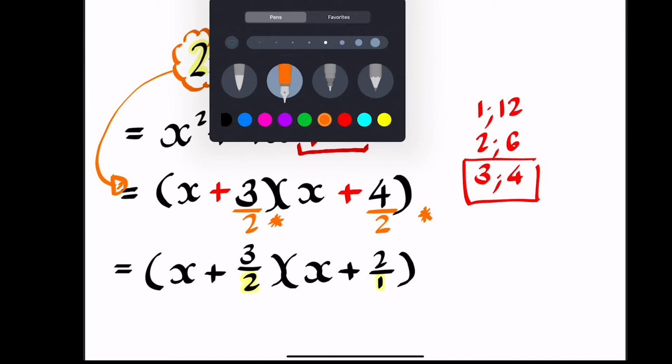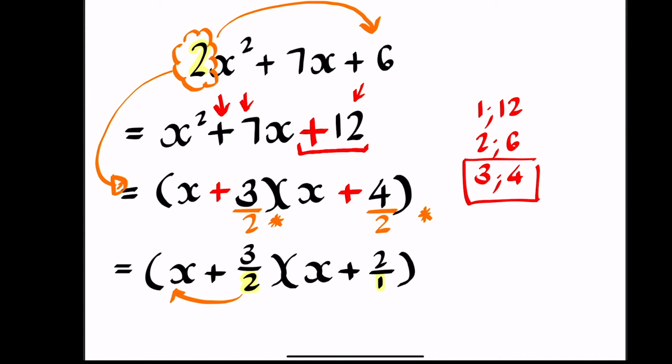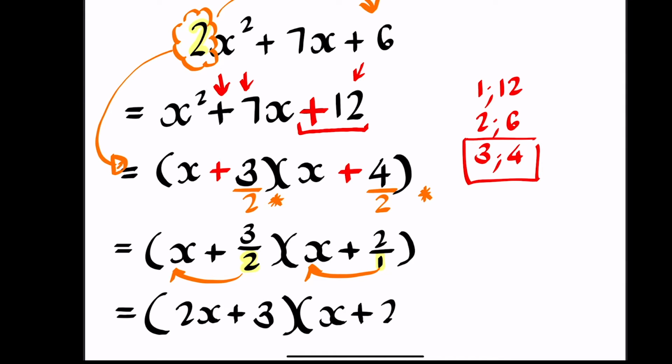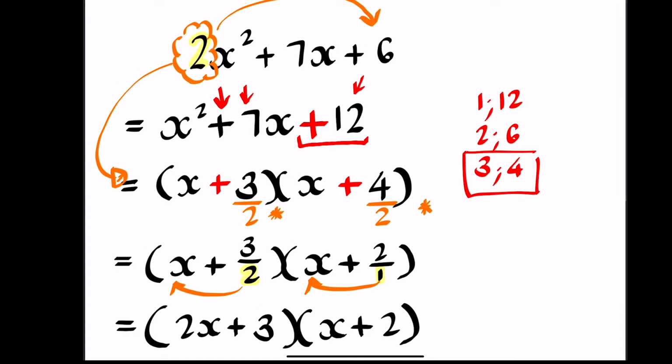And now my third step is I'm simply going to take these denominators and bring them to the front. So that means that I'm going to have 2x plus 3, 1x or x plus 2. So now I've factorized 2x squared plus 7x plus 6 into 2x plus 3 into x plus 2.